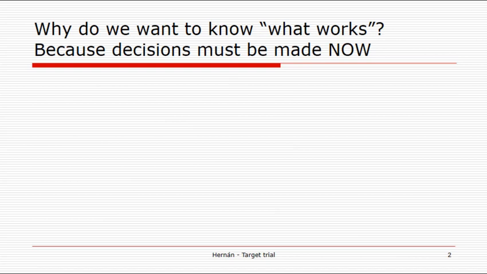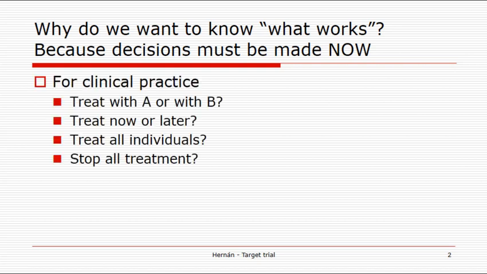So the first question, of course, is why do we want to know what works? And the answer is obvious. We want to know what works because we have to make decisions. And those decisions have to be made now, so we do research for that.